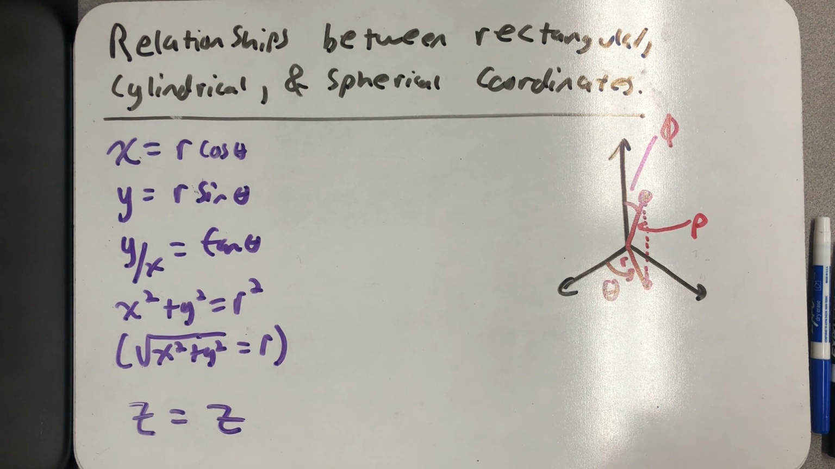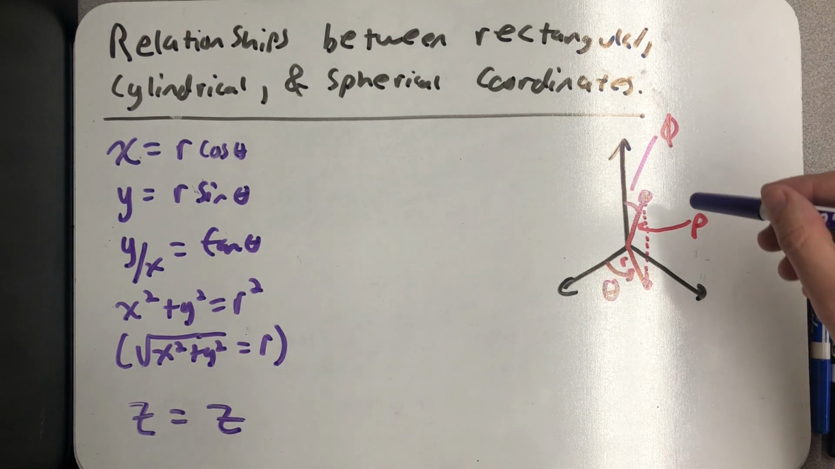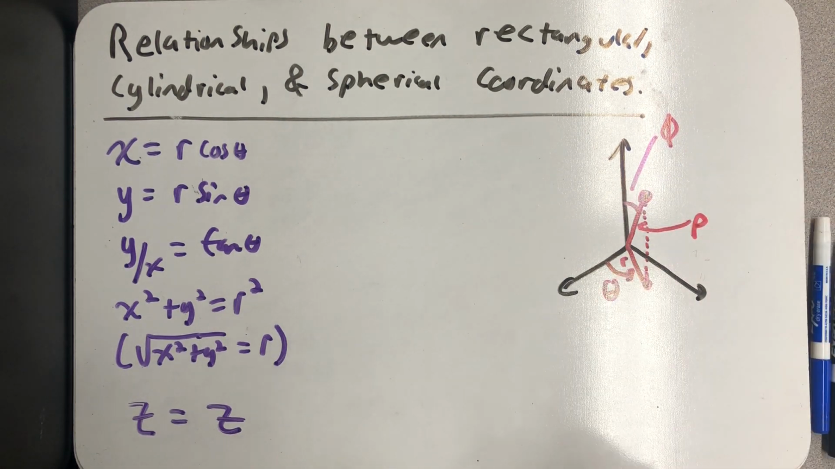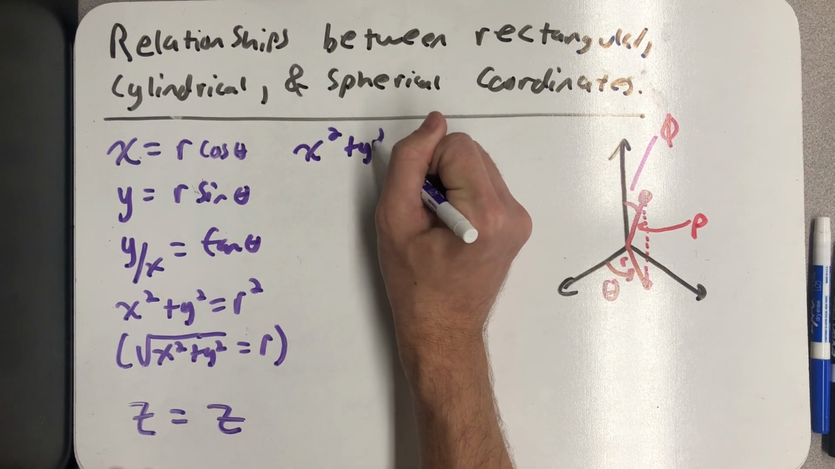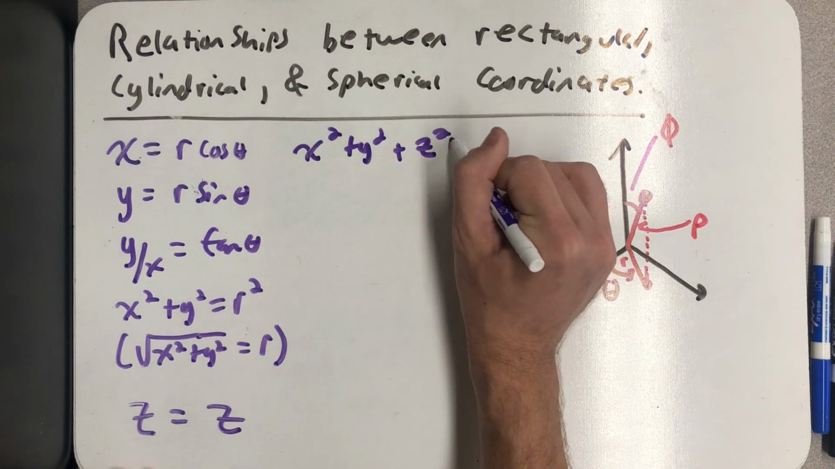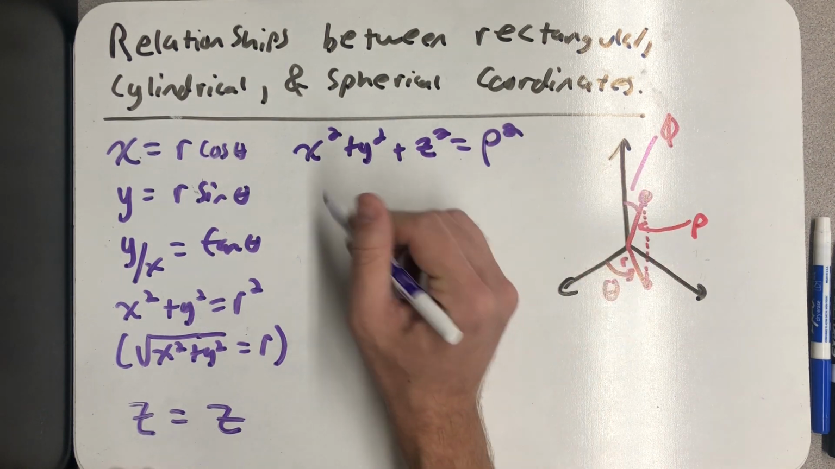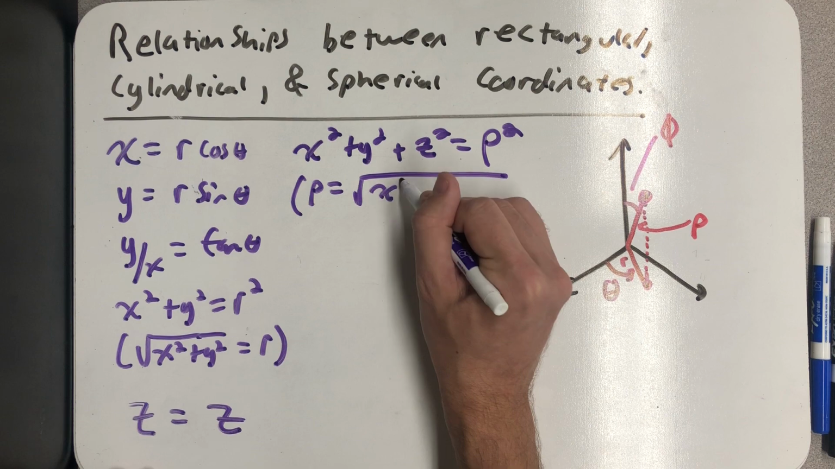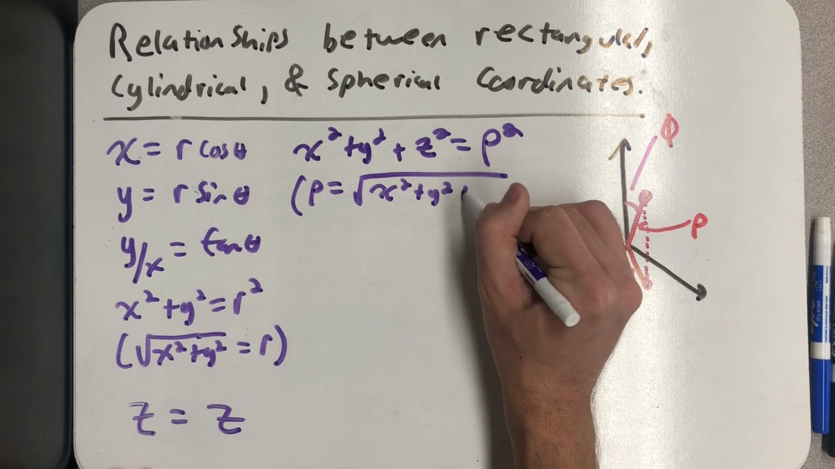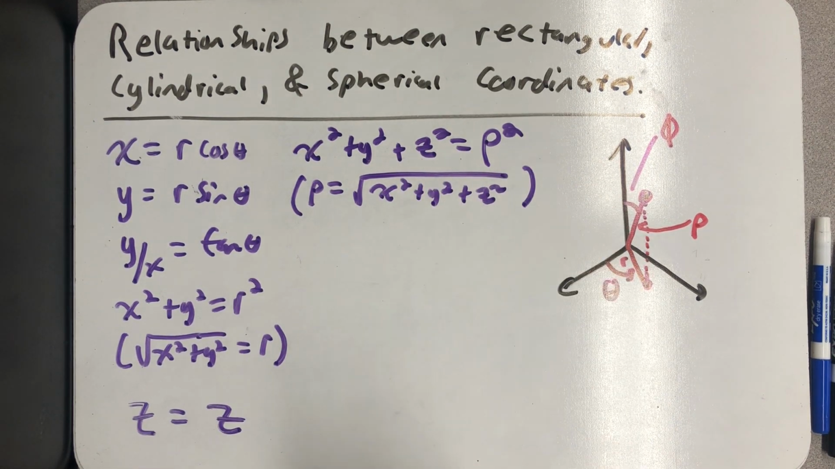Well, one relationship I want to write down right away. This point, rho away from the origin, that means it lies on a sphere of radius rho. So x squared plus y squared plus z squared has to be equal to rho squared. Rho's positive for us in spherical coordinates, so we could also think of it as being this, which more naturally arises from the distance formula.